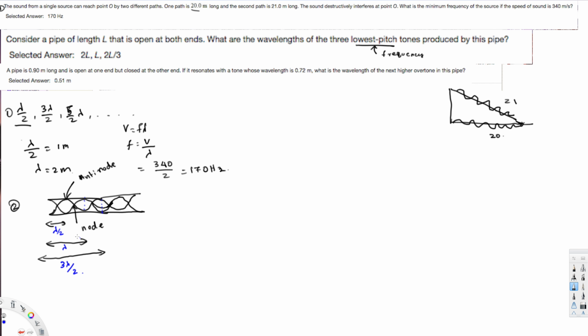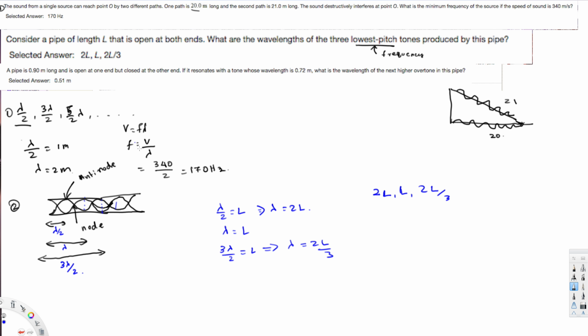If I equate each of these to L, where L is the pipe's length: first, lambda by 2 is equal to L, which gives lambda is equal to 2L. The second one, lambda is equal to L. And the third one, 3 lambda by 2 is equal to L, which gives lambda is equal to 2L by 3. So the three lowest pitch tones have wavelengths 2L, L, and 2L by 3. And that's how we find these answers.